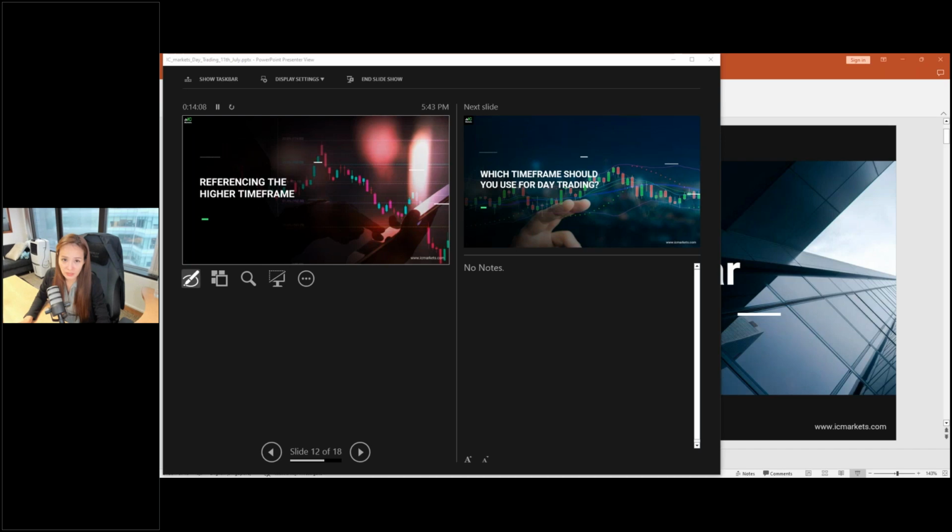Because we reference the H4 time frame, when you go to the H4 time frame, you know that price already broke above, then you want to wait for price to come back to the trend line, which is here, then you buy from this candle.